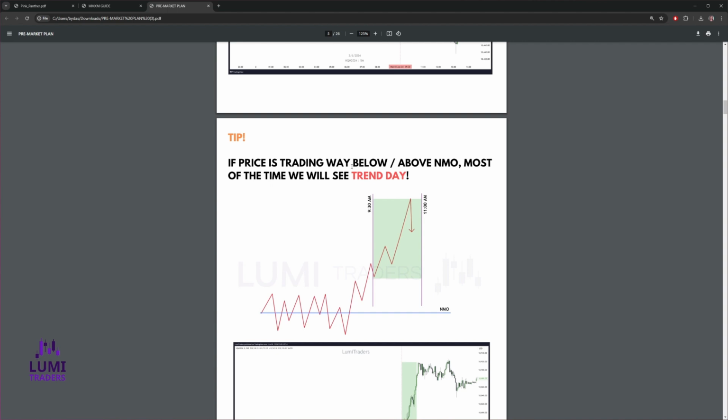If price is trading way below or above New York midnight open, most of the time you will see a trend day. This means if the market opened way above or way below, once again opened at 9:30, and until 11 a.m. we were trading way above New York midnight open, we can expect a trend day.